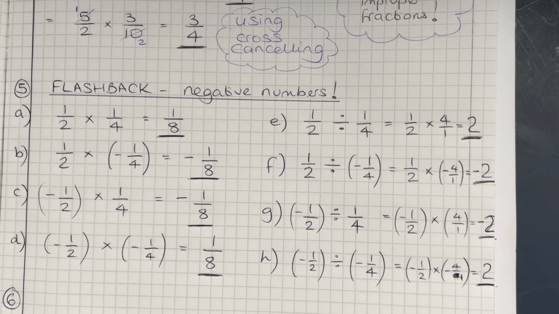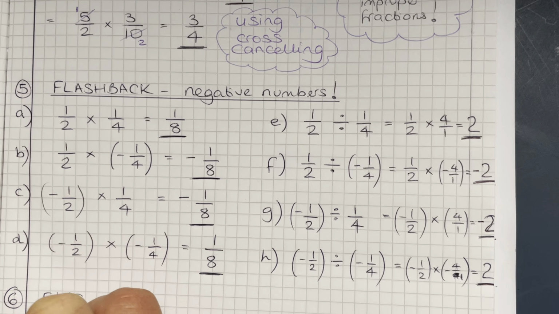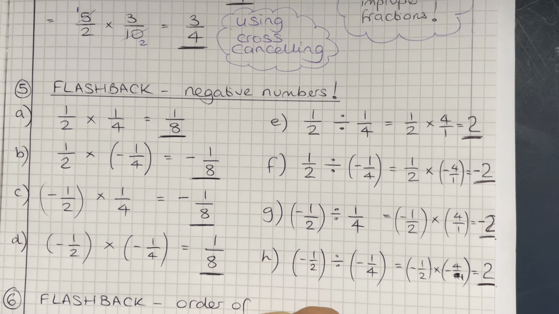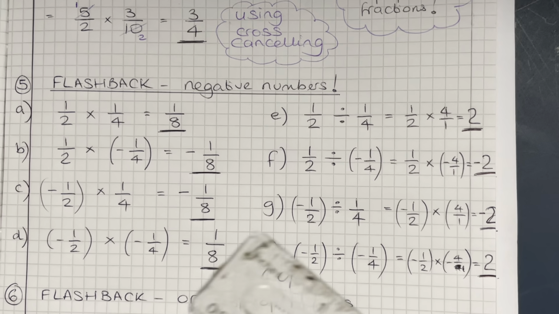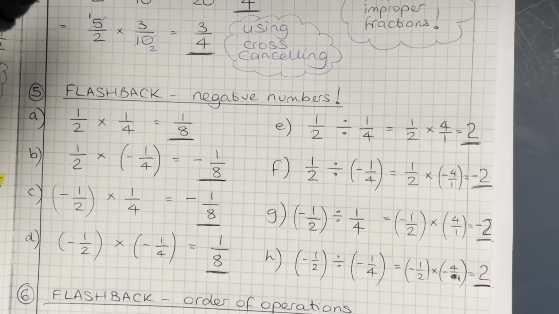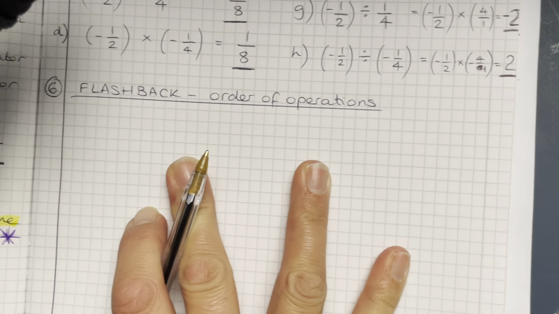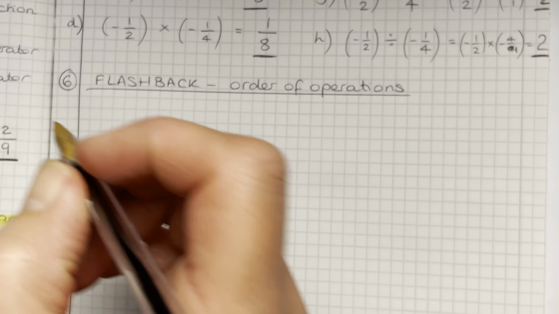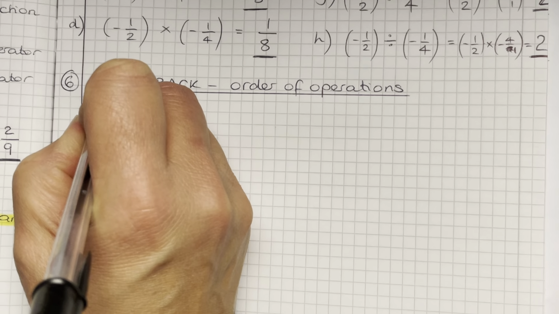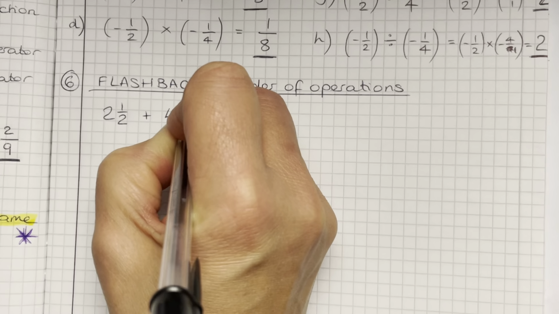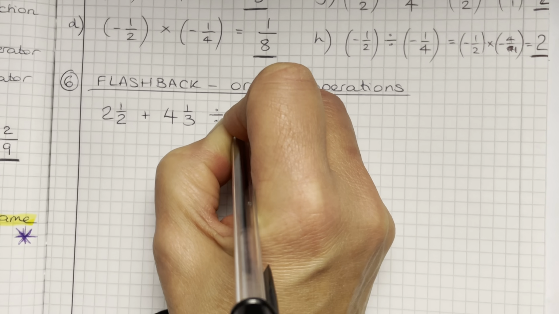Finally, a quick flashback for order of operations. Again, I'm going to have to just move my book a little bit so you can see. So a quick question here. The last question that we're going to be looking at. I've got 2 1/2. I'm adding 4 1/3 and I'm dividing by 3 1/4.